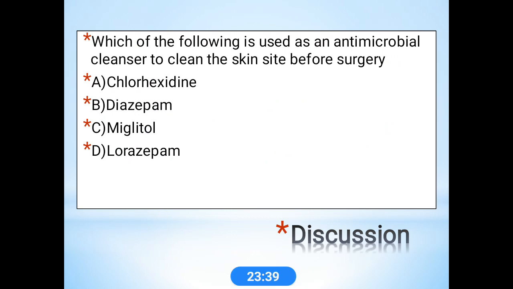Okay, next we come to the discussion section. Which of the following is used as an antimicrobial cleanser to clean the skin site before surgery? We discussed all categories of antiseptics and their properties. Chlorhexidine is the most widely used hospital antiseptic, used to cleanse the skin area before surgery.